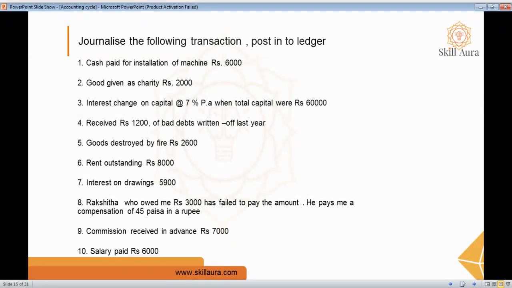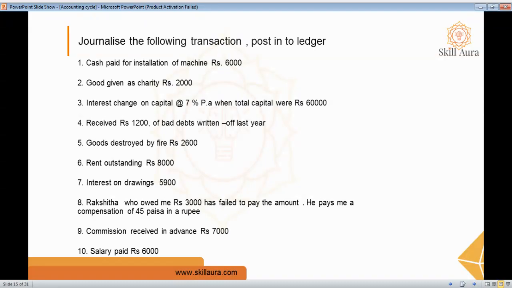And the next one is interest on drawings. Here there'll be two accounts, that is drawings account and interest expenses. In the expenses account, you'll debit the drawings account, that is 900 rupees, and in the drawings account you'll go and credit the expenses account 900 rupees. It is 900, actually; they made a typing mistake.